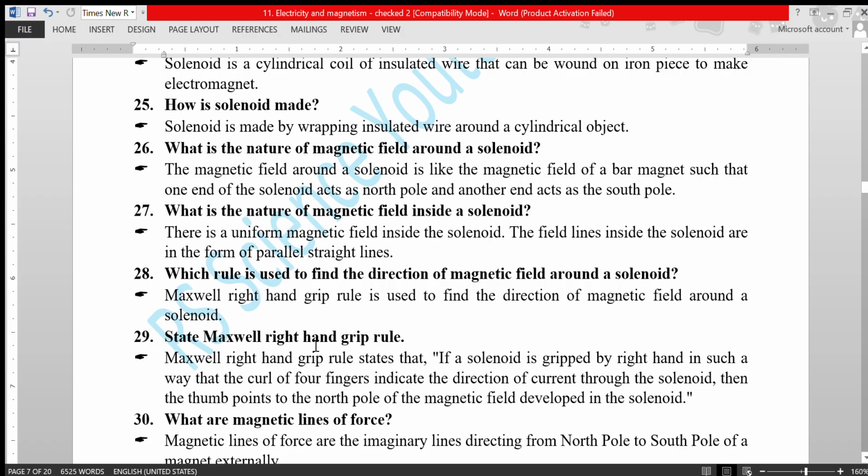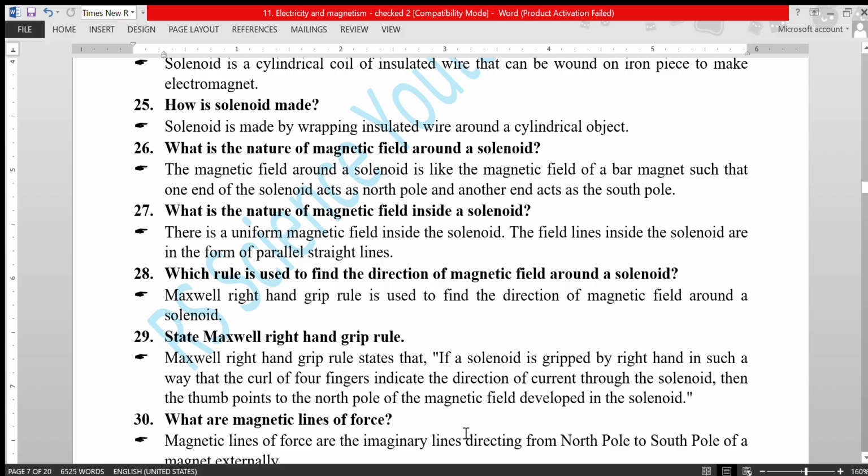State Maxwell's right hand grip rule. Maxwell's right hand grip rule states that if a solenoid is gripped by the right hand in such a way that the curl of four fingers indicates the direction of current through the solenoid, then the thumb points to the north pole of the magnetic field developed in the solenoid.